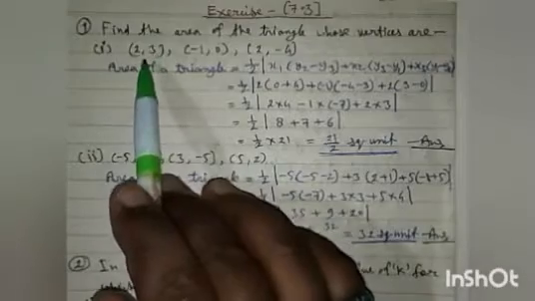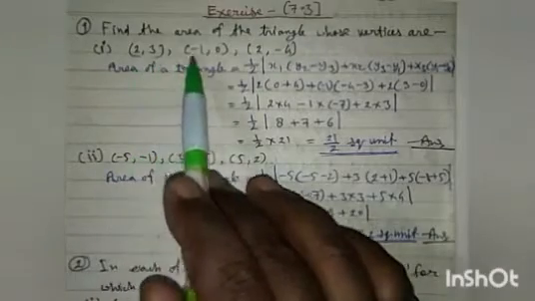Hello students, today we will solve exercise 7.3 of Math Standard 10th. In question number 1, find the area of the triangle whose vertices are given below. In the first part, the vertices are (2, 3), (-1, 0) and (2, -4).